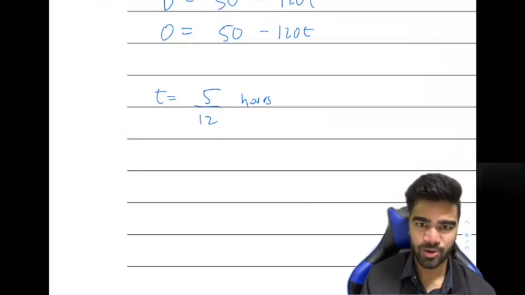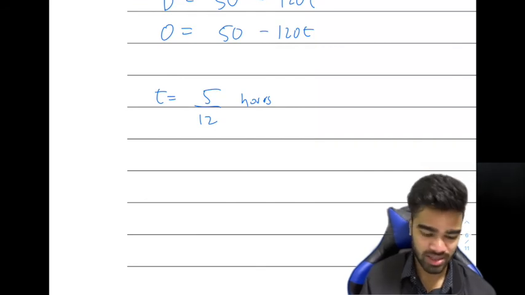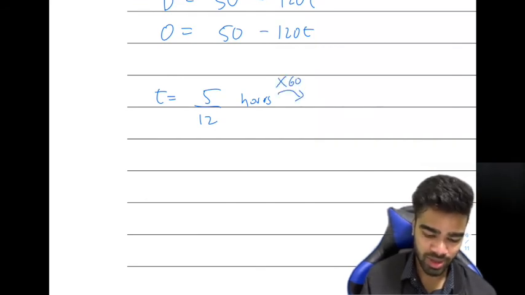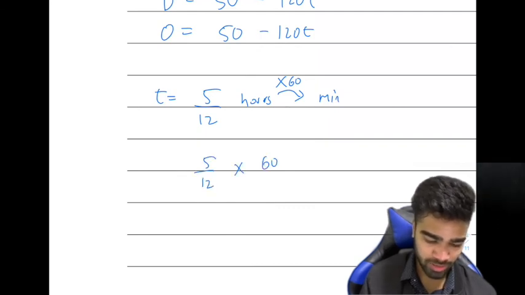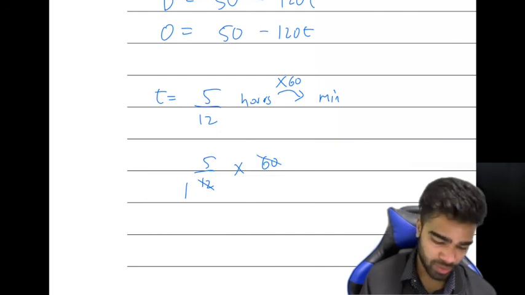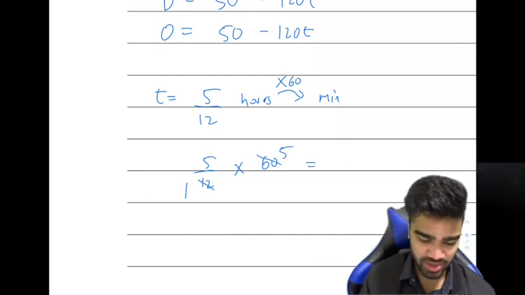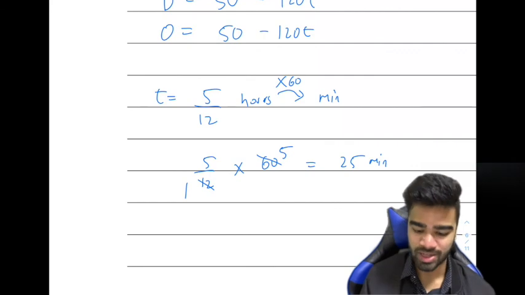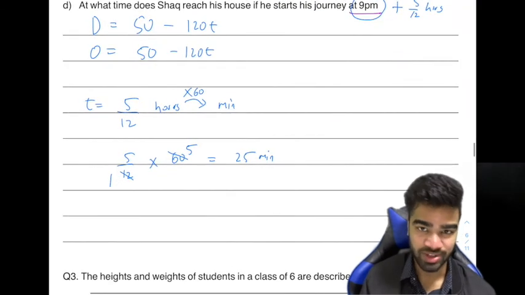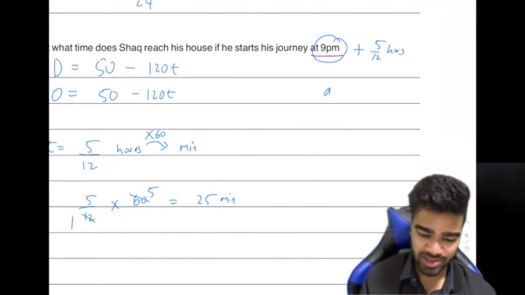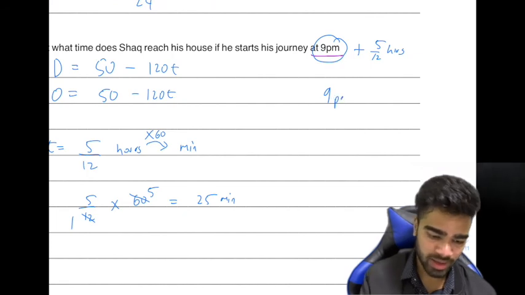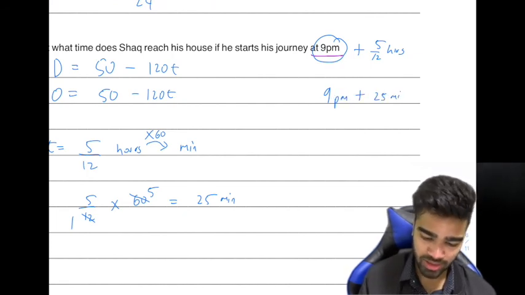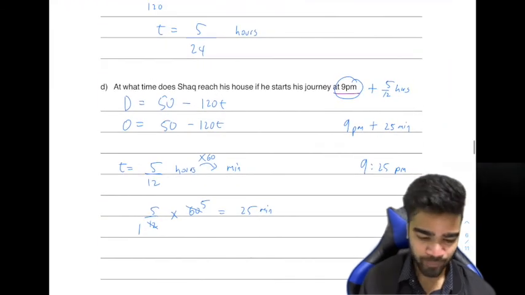But 5 on 12 is a bit of an annoying number. So what I'm going to do is convert it to minutes. And to convert hours to minutes, I just need to multiply by 60. So 5 on 12 multiplied by 60. 12 goes into 12 once. 12 goes into 60 5 times. 5 times 5. So it took him 25 minutes to make the 50-kilometer journey. He really went fast. Okay, so when does he reach his house? So pretty much we're doing 9 p.m. plus 25 minutes. So he reaches his house at 9:25 p.m. And that's the answer. Okay, hope you understand.